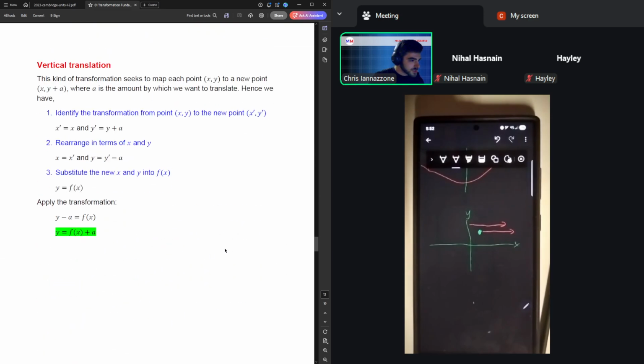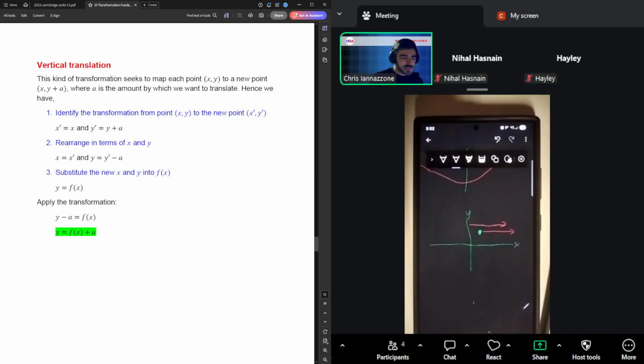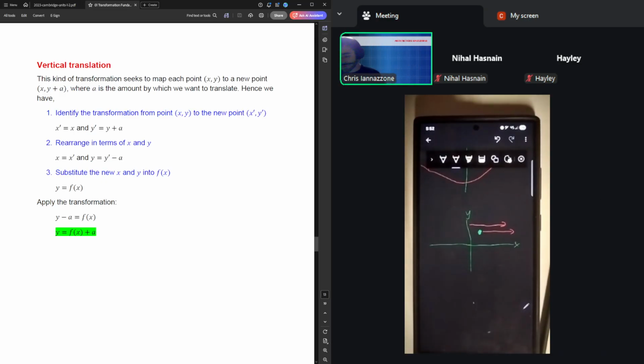The last one we didn't look at was the vertical translation. It is the same thing as the horizontal translation, except the variable is of course going to go on the y. We're shifting vertically, and vertical is all about y.